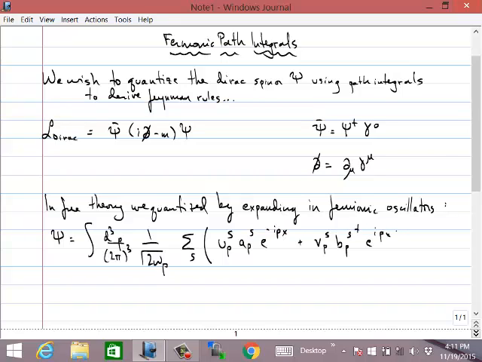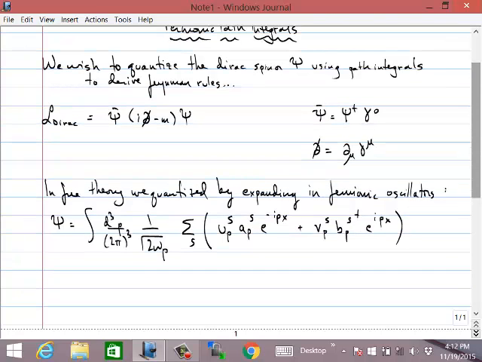So here I'm just writing down the expansion of the free Dirac field in terms of raising and lowering operators. So let me just remind you here that these u's and v's here are the analog of the polarization vector that arose for the photon.